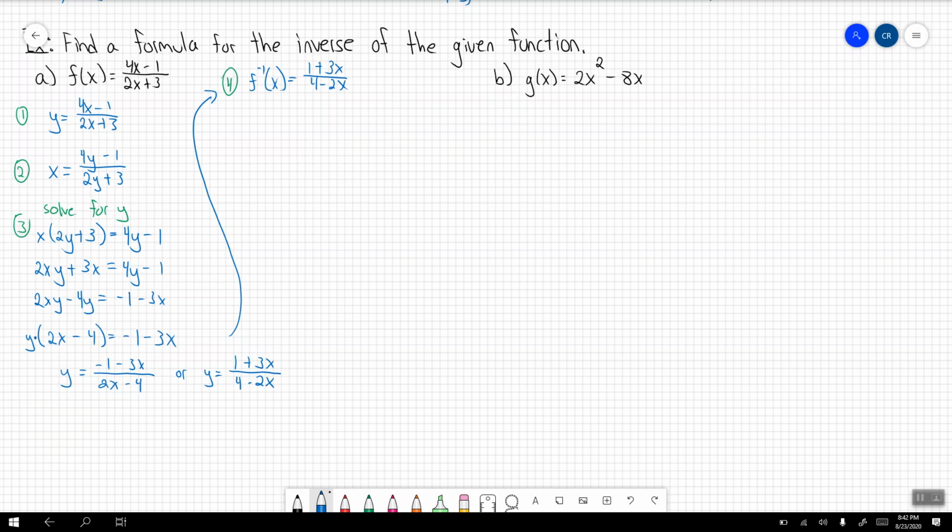Now we're going to do the same thing for part B. We have to find the inverse of this function. I am going to go through and take the exact same process. Process 1, or shall I say step number 1.